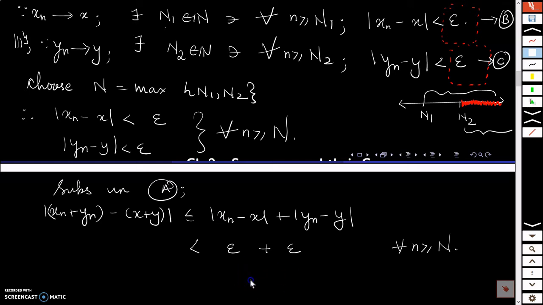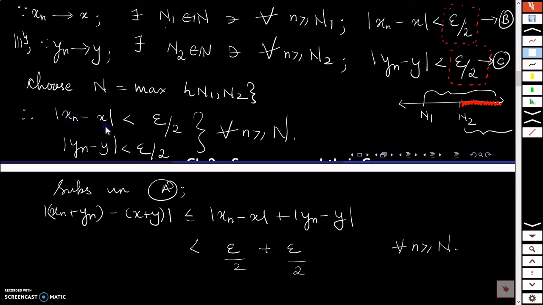Is there any way of getting epsilon at the end? I want the sum of both these to be epsilon, not 2 epsilon. So what can I do here? I can divide by 2 and divide by 2. That means I need epsilon by 2 and epsilon by 2 at both these places. So I will change this to epsilon by 2, epsilon by 2. There is one more place, that's here. Yes, now the things are looking fine.